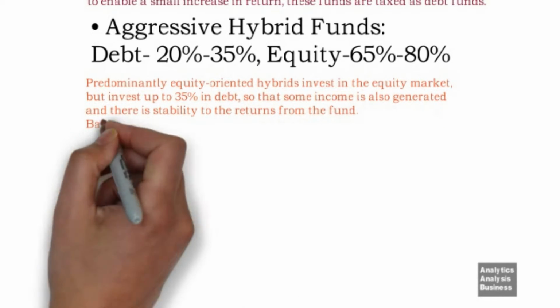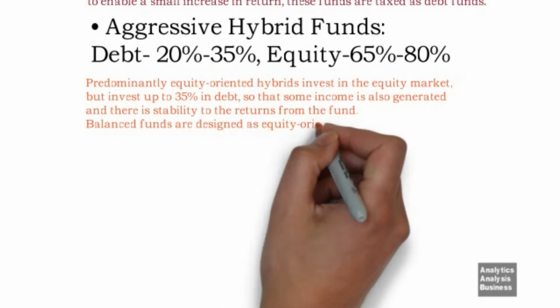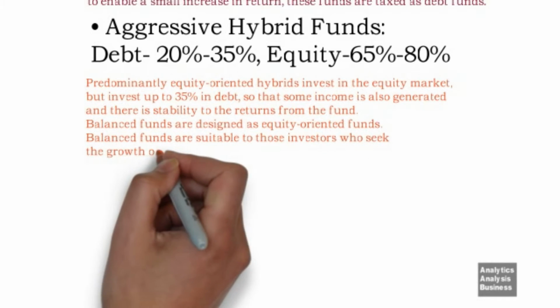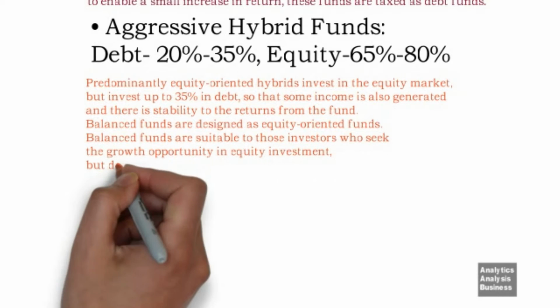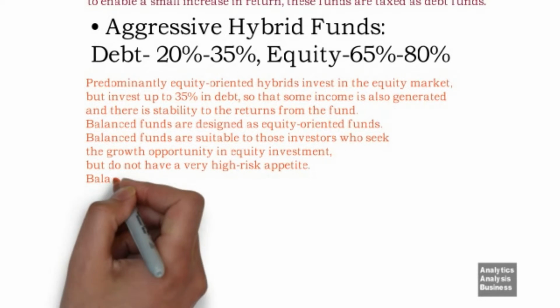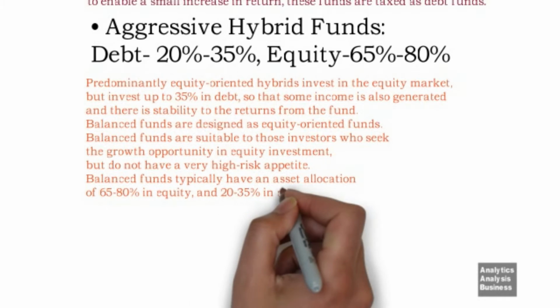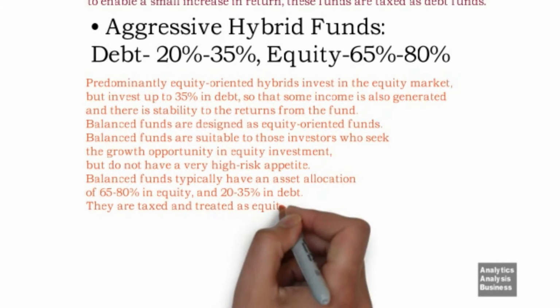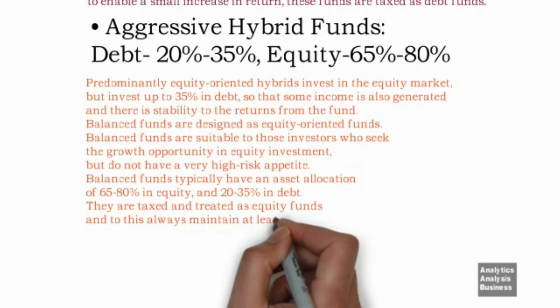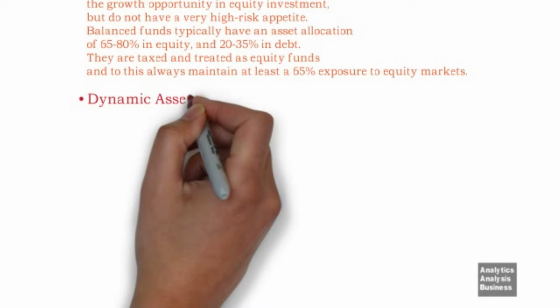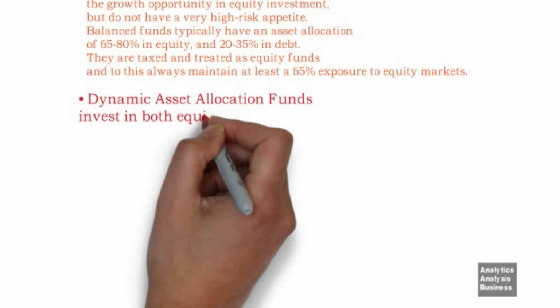Balanced funds are designed as equity-oriented funds. Balanced funds are suitable for those investors who seek the growth opportunity in equity investment but do not have a very high risk appetite. Balanced funds typically have an asset allocation of 65 to 80% in equity and 20 to 35% in debt. They are taxed and treated as equity funds, and so always maintain at least 65% exposure to equity markets.